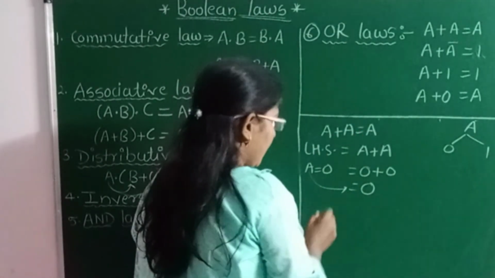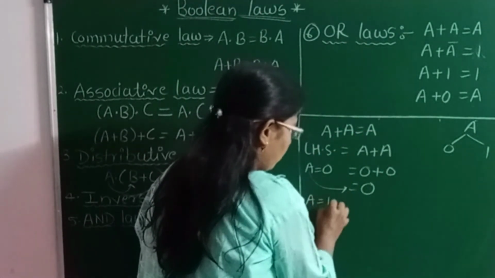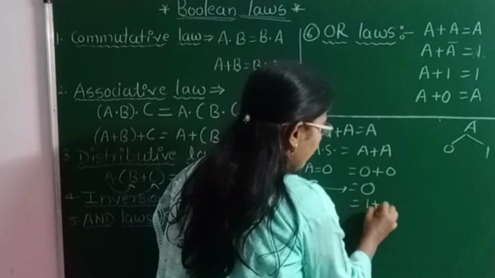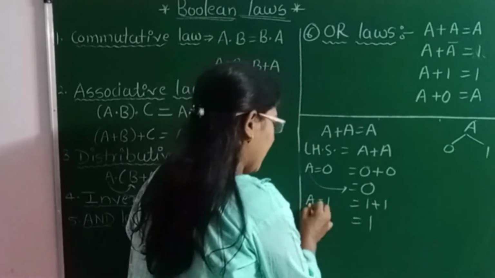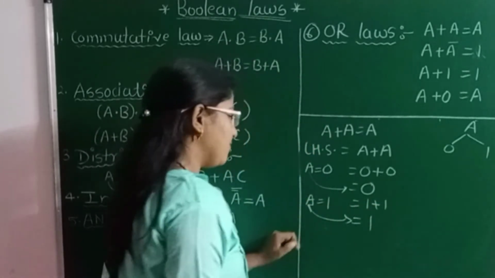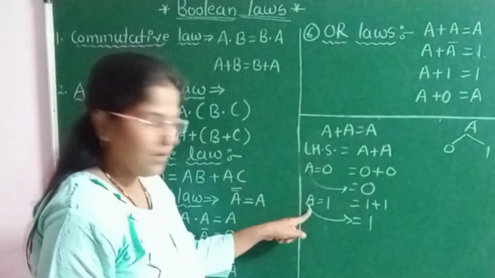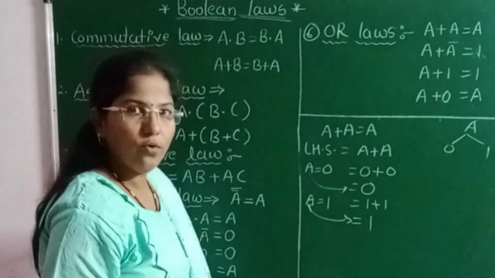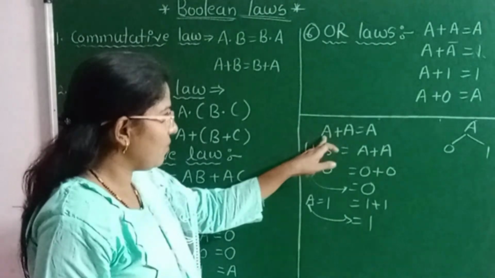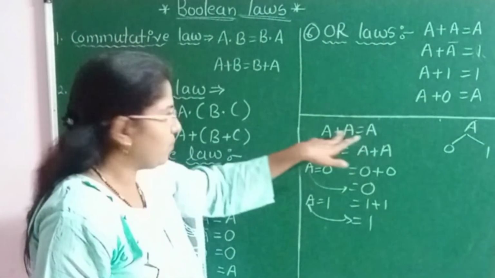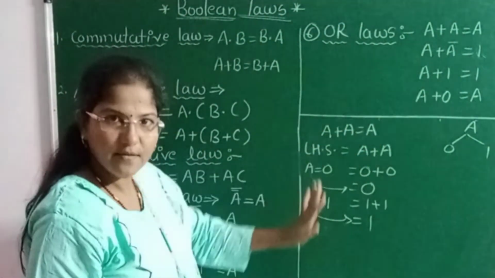Now put the value of A equal to 1. So 1 plus 1 is equal to 1. Again we are getting the result as the value of A. So A plus A is equal to A. If we put A as 0, then the result is 0. If we put A as 1, the result is 1.